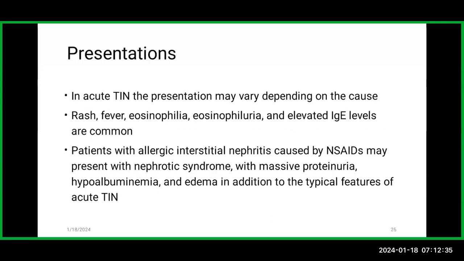disease. So how does the patient present? In acute TIN, the presentation may vary depending on the cause. Patients may have rash, fever, eosinophilia with elevated IgE level. But like I said, in NSAID-induced nephritis, eosinophilia is not seen due to the inhibitory effect of the NSAID. Patients with allergic interstitial nephritis caused by NSAID may present with nephrotic syndrome with massive proteinuria, hypoalbuminemia with edema, as we see in this patient.